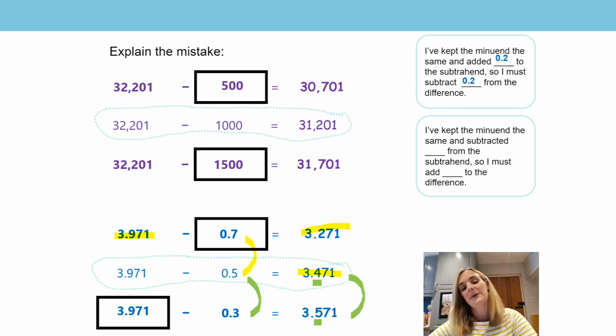And to work out the minuend, I'm going to use the inverse. And I know that the inverse of subtraction is addition. So 3.571 add 0.3 should be 3.871. And that's the mistake here. So it shouldn't be 3.971. It should be 3.871. If you spotted that, you're a very good maths detective. Well done.